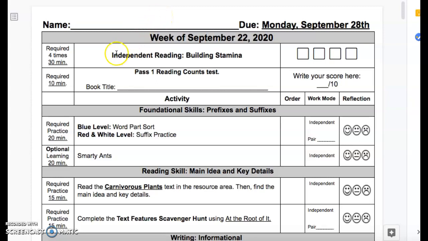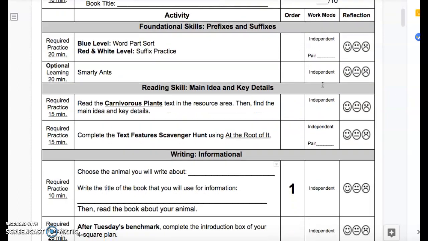This first section has been the same since the first week of school. Your class does independent reading time. It may be during smart time this week, or your teacher may have you do this during activity list time. Check off the boxes when you complete it. This is your reading counts for the week. Write your book title and then your score. You need to be taking reading counts tests. They're very important.